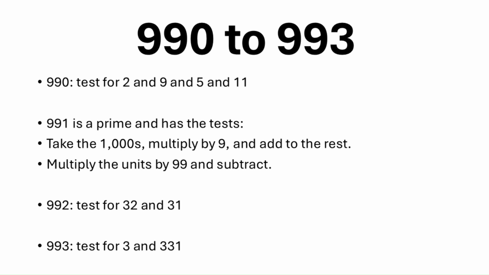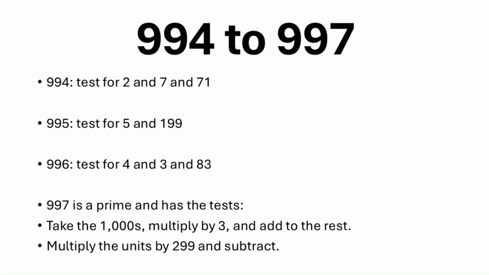tests. Take the 1000s, multiply by 9, and add to the rest. Multiply the units by 99 and subtract. 992, test for 32 and 31. 993, test for 3 and 331. 994, test for 2 and 7 and 71. 995, test for 5 and 199. 996, test for 4 and 3 and 83. 997 is a prime and has the tests.